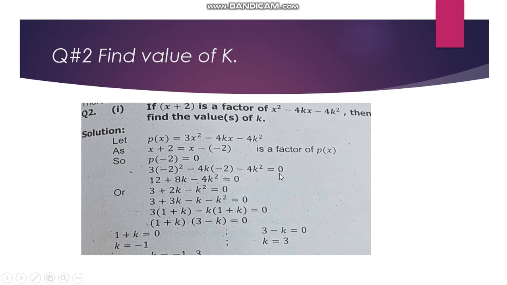I will get minus 2 square minus 4k into minus 2 minus 4k square is equal to 0. I have written this polynomial equal to 0 because here he has asked to find the value of k. So 4 plus 8k minus 4k square. So here I will use the middle term break technique, 1 plus 2k minus k square, and I will get the factors. 1 plus k is equal to 0 and 3 minus k is equal to 0. I will get the values of k as k is equal to minus 1 and k is equal to 3.